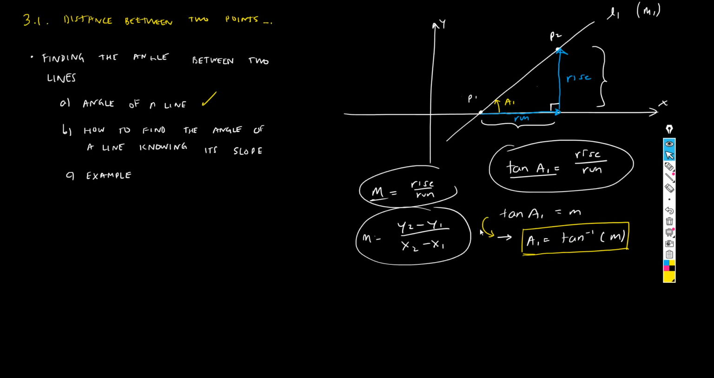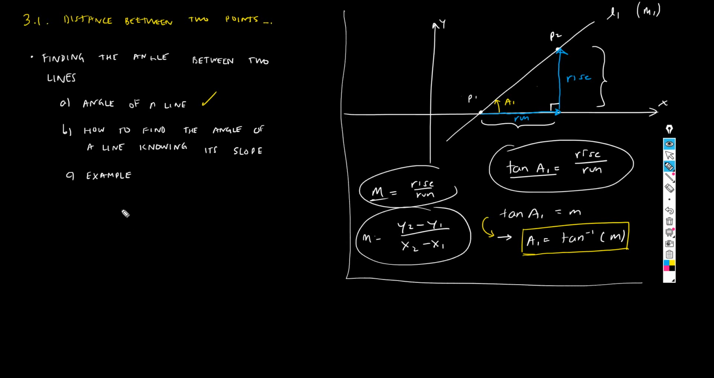Sorry. And well, we were talking about how to get the angle of a line by knowing its slope. Okay, that's about it. Now, look, I'm gonna leave this diagram right there. All of this, I'm gonna leave it right there.